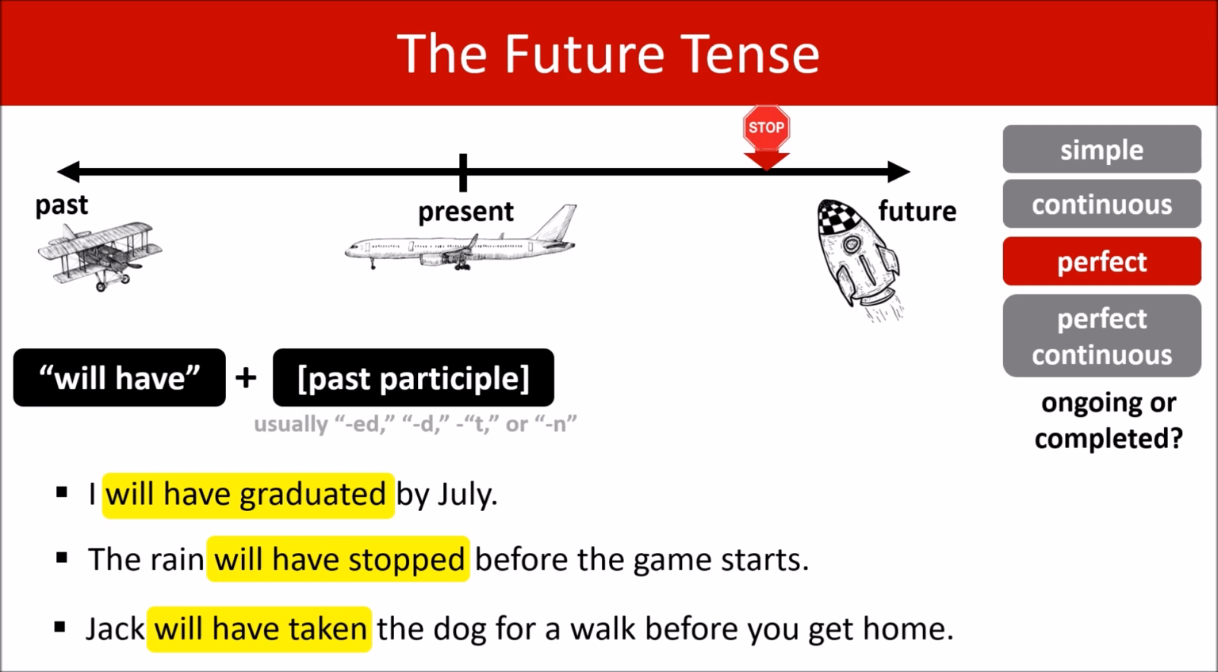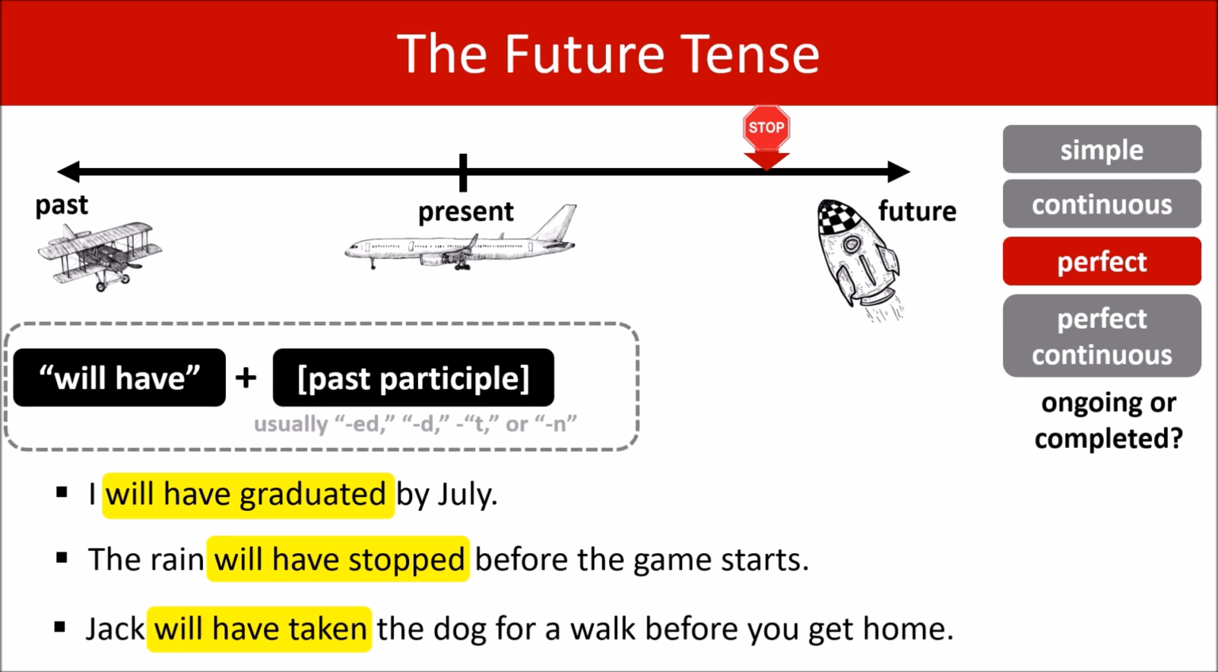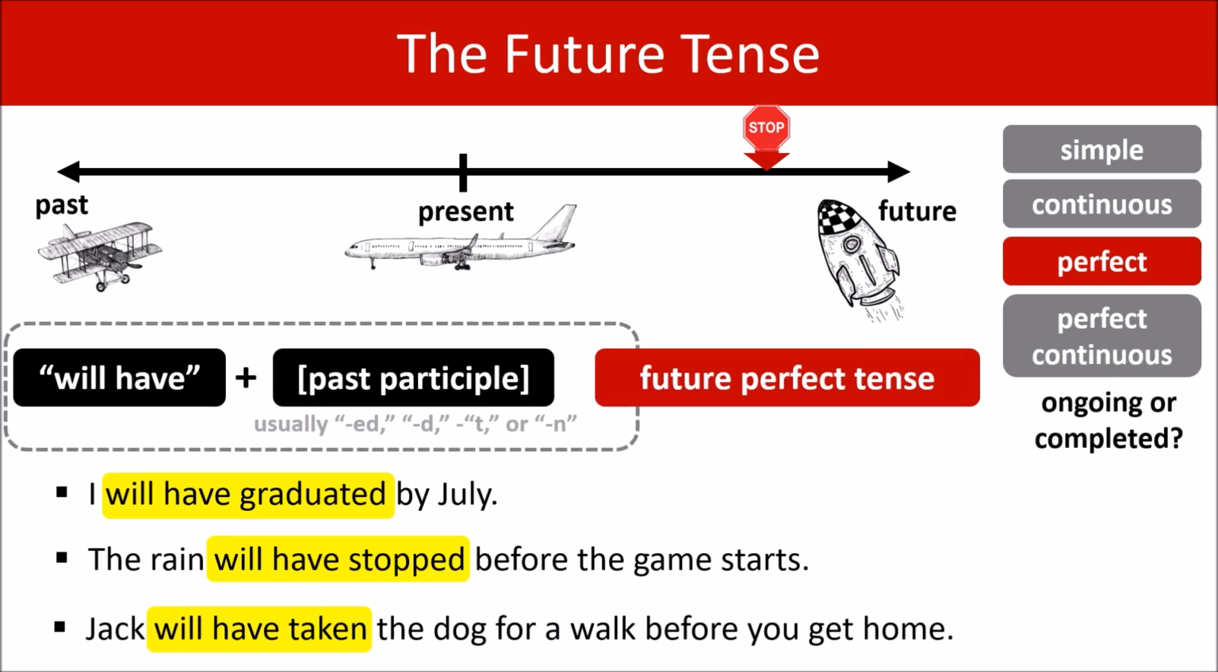Will have plus the past participle form. So this construction gives us the future perfect tense. This word is here to describe the aspect, don't forget.